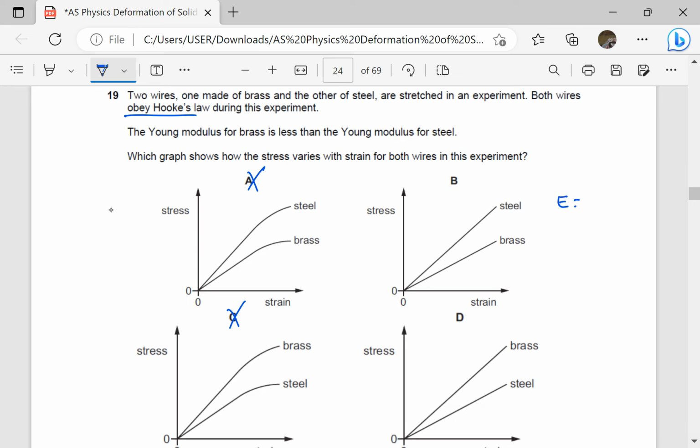Remember, Young modulus is equal to the gradient if we have a stress against strain graph. It is the gradient. So they are saying the Young modulus for brass is less than the Young modulus for steel, which means the gradient of brass should be less than the gradient of steel, which makes our answer B. Because brass is below, it means its gradient is less than that of steel for the same values of strain.